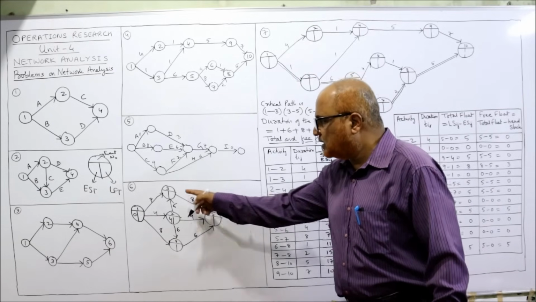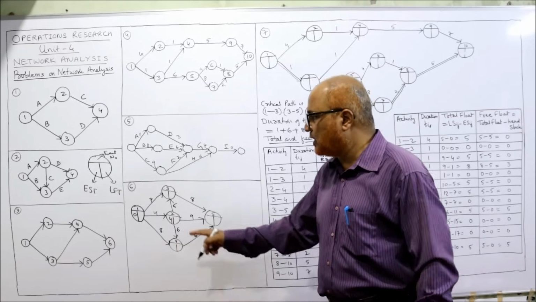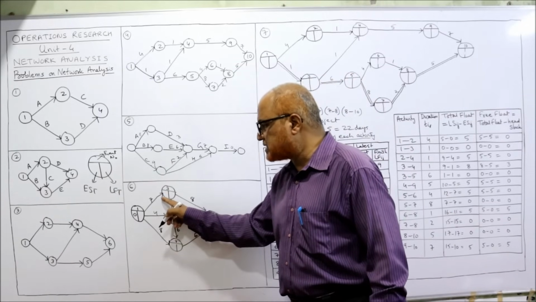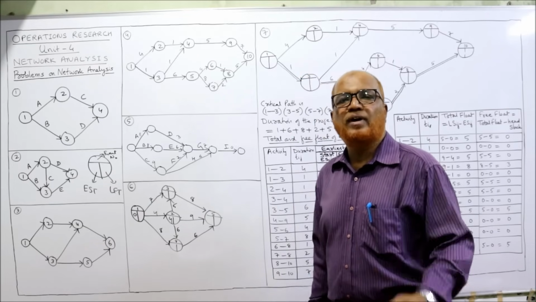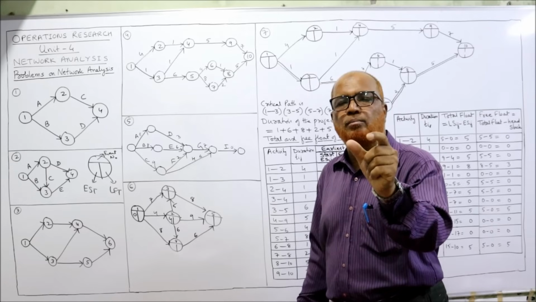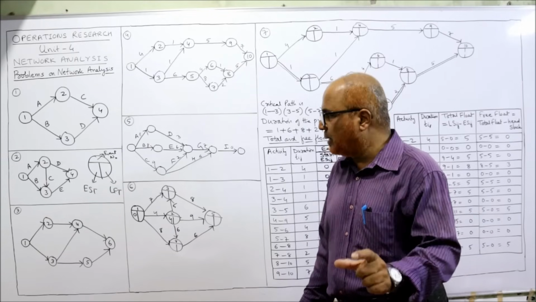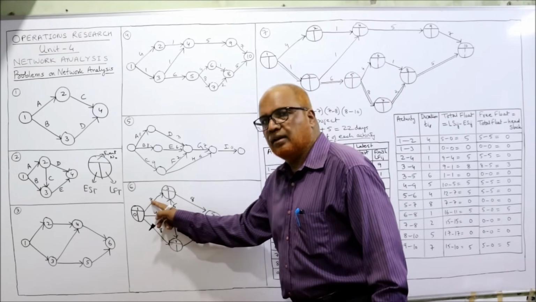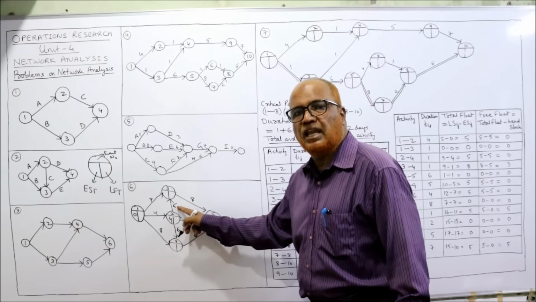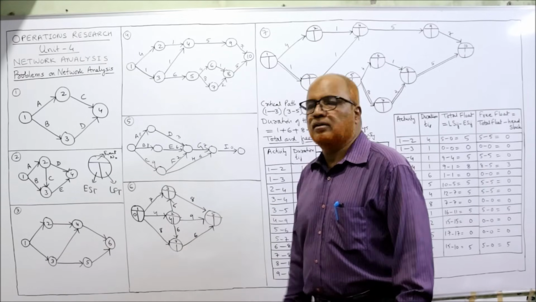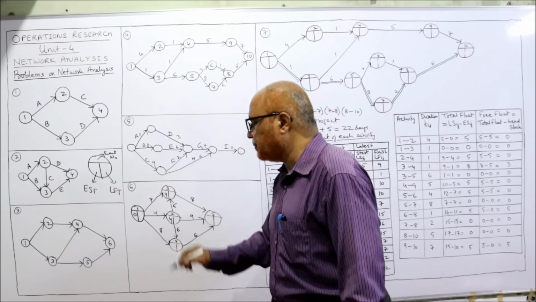Right? Now the third event. How many arrows are merging? 2 arrows are merging. One arrow is coming from the first event and the second arrow is coming from the second event. So whenever 2 or more than 2 arrows are merging, take the maximum. How? 0 plus 7 is 7 or 4 plus 5 is 9. 7 or 9, whichever is higher. 9 is higher. So I am taking here 9.